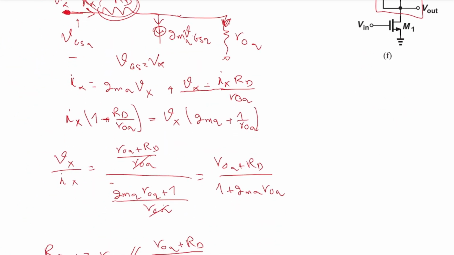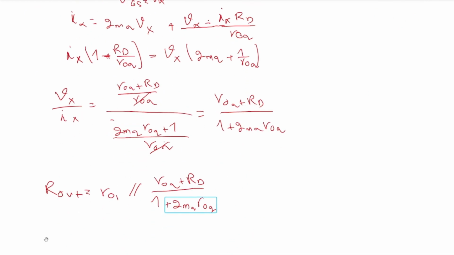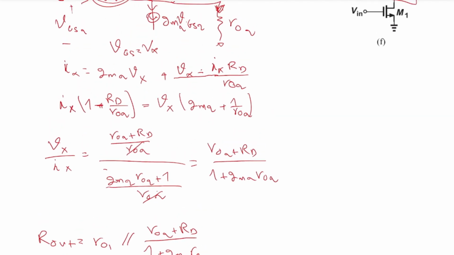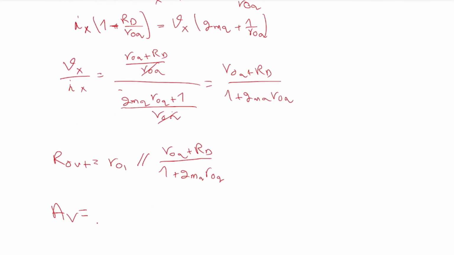Okay, so AV is just what we said, that GM is GM1, times minus RO1 parallel with RO2 plus RD over 1 plus GM2 RO2.